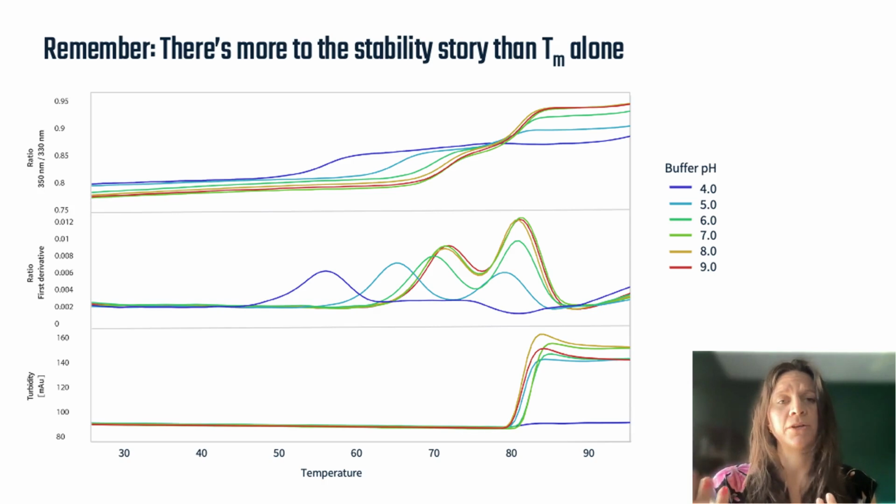We see that the pHs 5, 6, and a little bit of 7 have a higher onset of turbidity compared to those higher pHs 7 through 9. So with this in mind, the optimal formulation might actually be somewhere around pH 6. I just wanted to point that out to remind us the importance of having multi-parameter screening when we're doing our developability work.